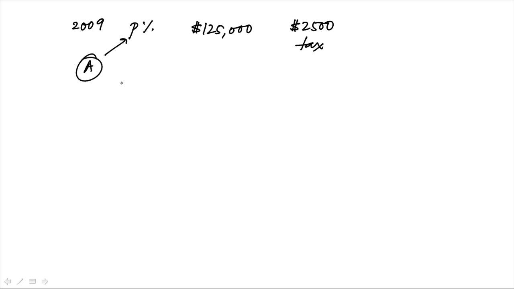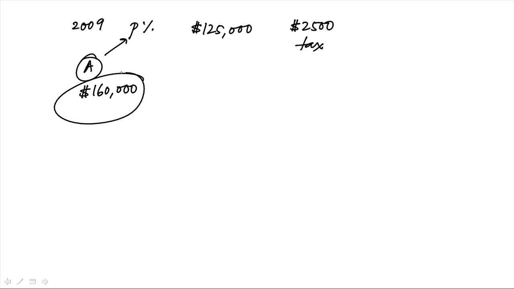So in this problem, we're given that in year 2009, the property tax on each home in town X was P% of the assessed value, where P is some fixed percentage. And we're told that for a house that had an assessed value of $125,000, the tax was $2,500. So that's the tax. And in quantity A, we're asked the property tax in 2009 on a home that has an assessed value of $160,000.